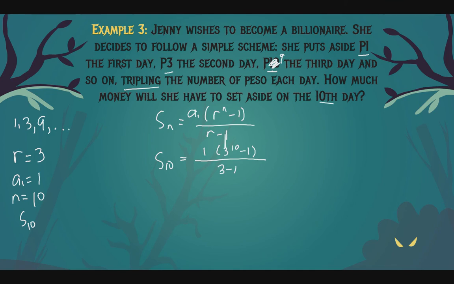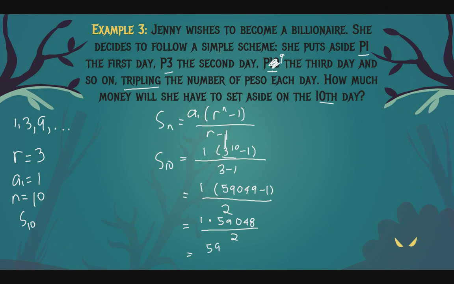Ito muna yung una nating isasolve, ha. Magiging 1 times 59,049 minus 1 over 2. So, since 1 lang naman ang ating, okay, magiging 1 times 59,048 kapag nag-minus ng 1 over 2. And syempre, kapag minultiply natin yan, 59,048 pa rin ang ating sagot over 2.